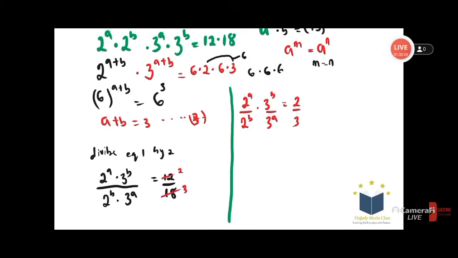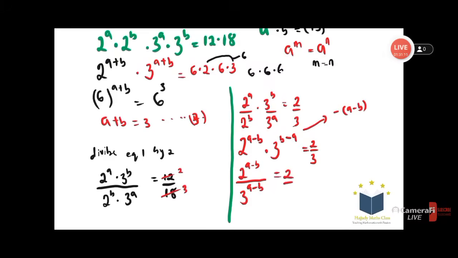So, using the rule of indices also for this, I'm going to have 2 to the power of a minus b multiplied by 3 to the power of b minus a equals 2 over 3. So with this, I'm going to have 2 to the power of a minus b over 3 to the power of a minus b, because this is the same thing as writing minus a minus b. Okay, and this can be in reciprocal form. So we have this equals 2 over 3.